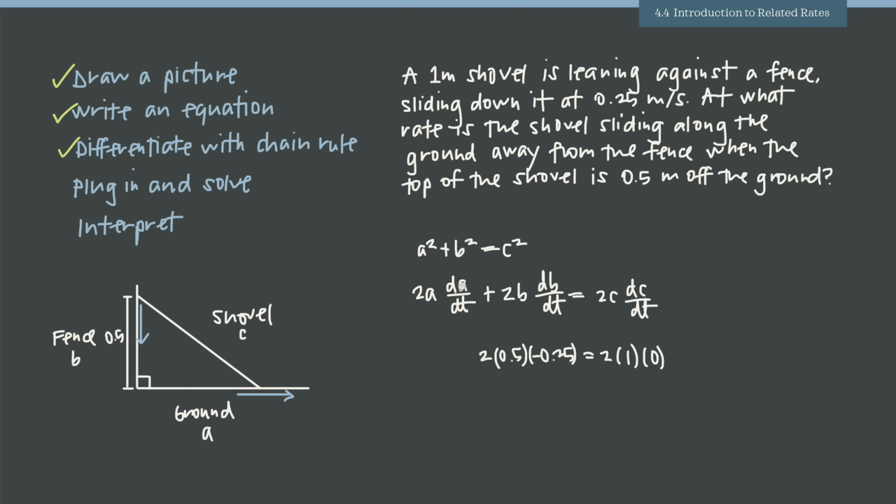Well, that is dA over dt. That's the rate of change of A, how fast A here is increasing. That's going to be our unknown, the value we want to find. It's the value we want to leave in the equation. But we need to get rid of this A here. So how do we find A?